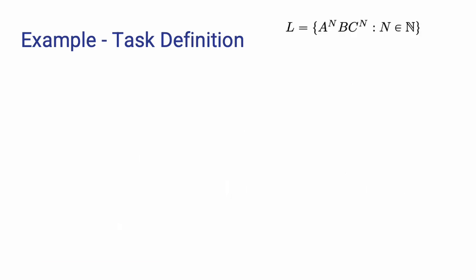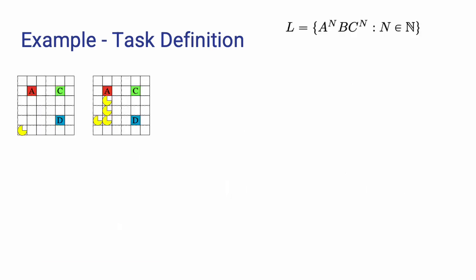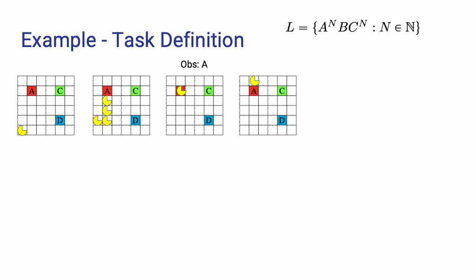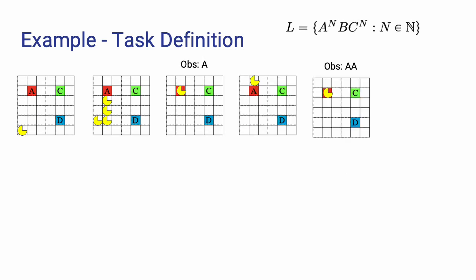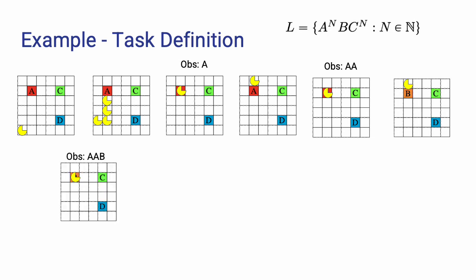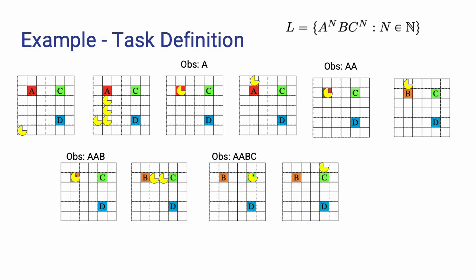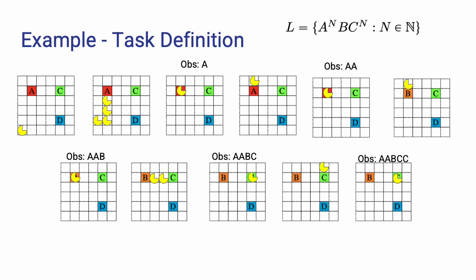We now show a trajectory in which the agent completes the task. The agent begins by observing the symbol A twice. At this point, the symbol associated with the position changes to a B, and this is observed by the agent. Finally, the agent observes the symbol C twice to complete the task.